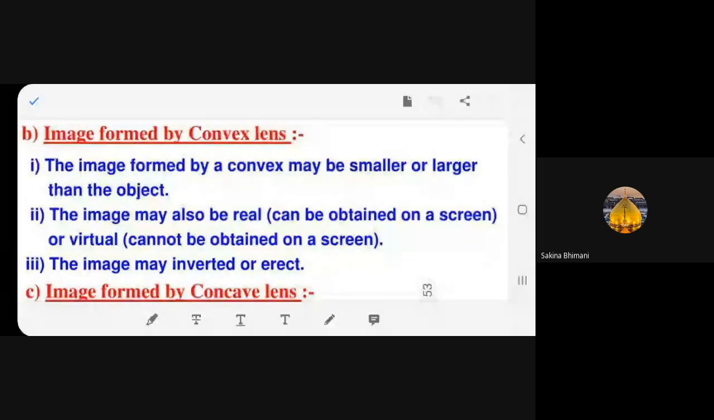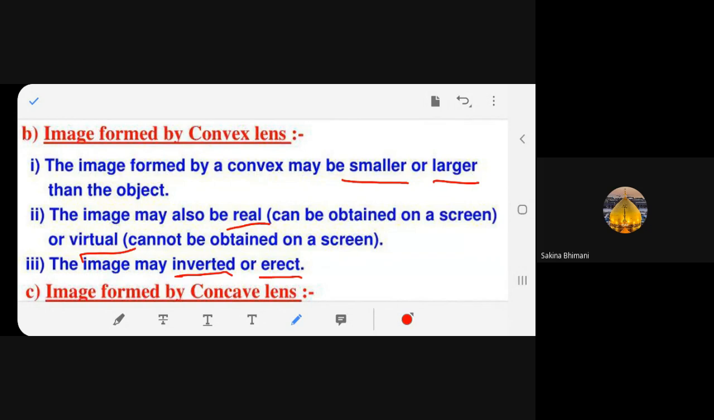Okay. So what is the specialty of the convex lens image? There's not much specialty because you can get all types of images. What we observed here, see, it may be smaller or it may be larger. So both can be available. Second, it may be real or it may be virtual. Both are available. You're understanding what I'm saying? It all depends upon the object. So you can get all types of images and also it can be inverted or erect. So nothing is special about it.